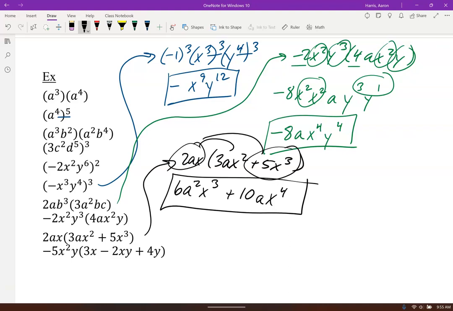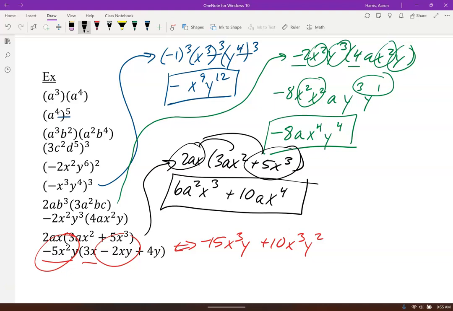And lastly, we'll go ahead and distribute this last one. So I have 5x squared times 3x. That gives me negative 15. X times x squared is x to the 3rd y. Now I have negative 5x squared times negative 2xy. Well, negative 5 times negative 2 is a 10. X squared times x is x to the 3rd. Y times y is y squared.